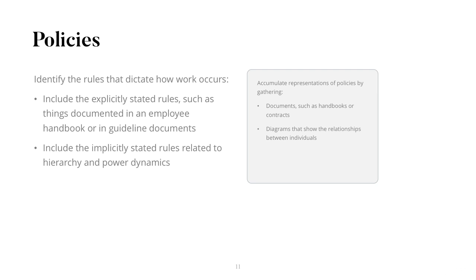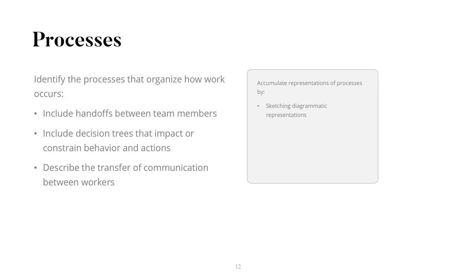And then finally, identify the processes that organize how work occurs. Pay attention to where there's handoffs between team members, physical handoffs of actual objects or artifacts, but also communication handoffs. Think about decision trees where somebody has to make a decision and so they follow sort of an if this, then that way of thinking. And describe the transfer of communication between workers.